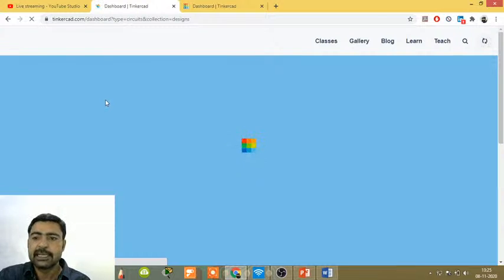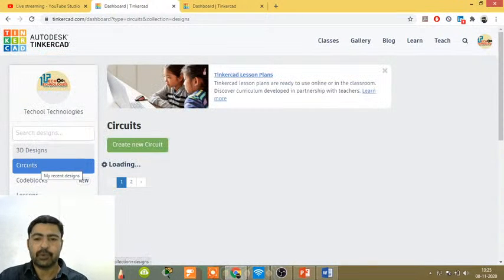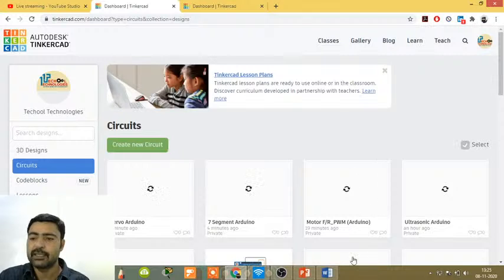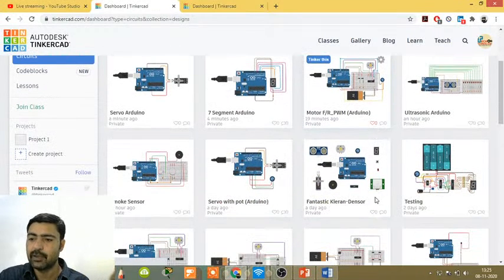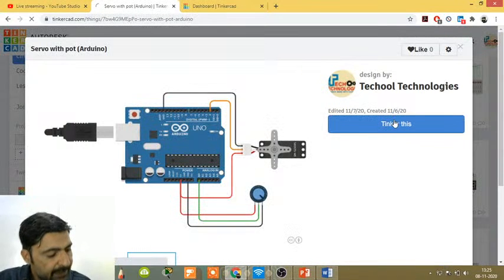Now moving to a case. Let's say you want to control the shaft of the servo motor with the help of a potentiometer, then what we need to do? This is the project.